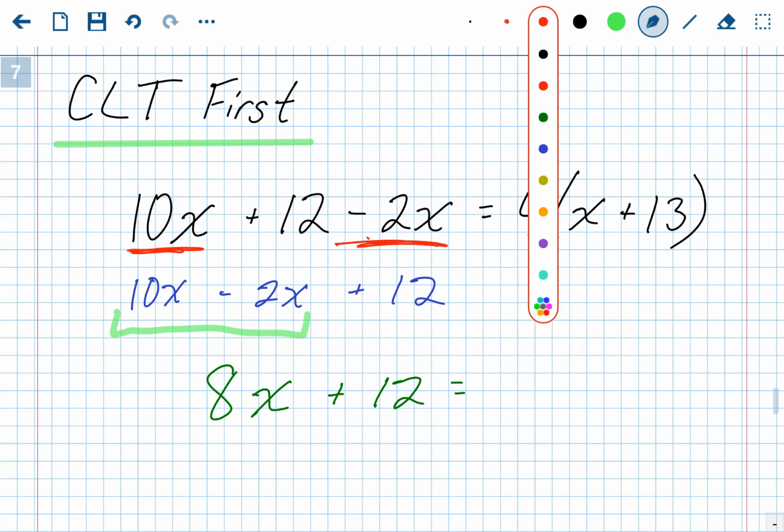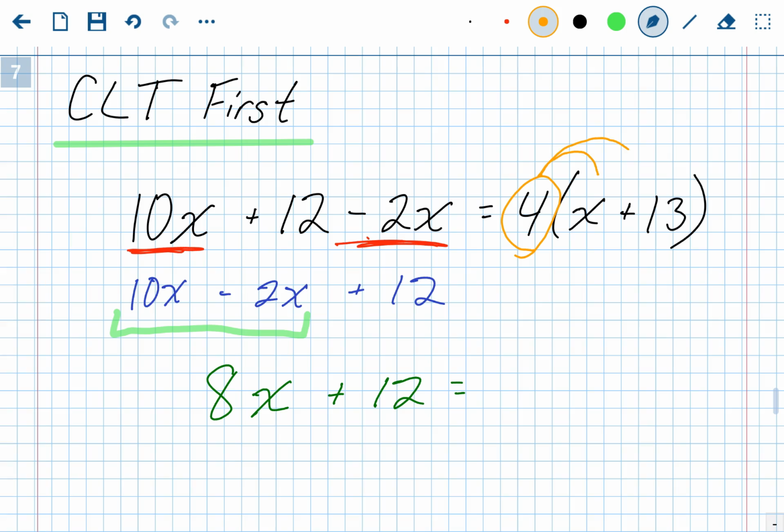On the right side, it's not as simplified as possible yet because we could distribute the 4. Remember, when you distribute, you're multiplying the coefficient 4 to every term inside the parentheses. Okay, so 4 times x is 4x, and 4 times 13 is 52. Remember, the sign to the left stays with that term. So it was 4 times positive 13.